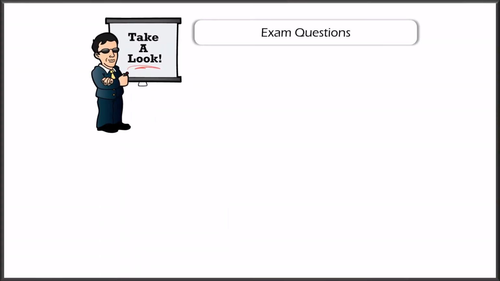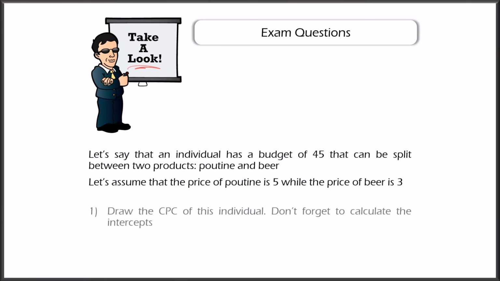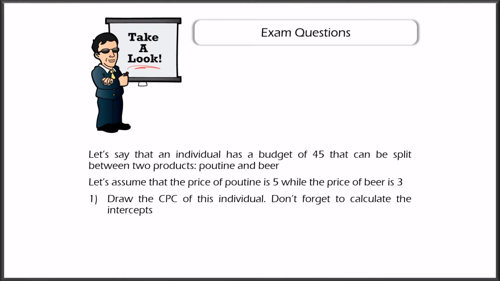Now, try to solve the following exam questions. Let's say that an individual has a budget of 45 that can be split between two products, poutine and beer. Let's assume that the price of poutine is 5, while the price of beer is 3. Draw the CPC of this individual. Don't forget to calculate the intercepts. Calculate the opportunity cost of both products.